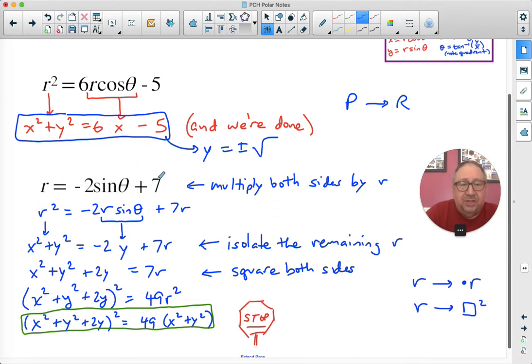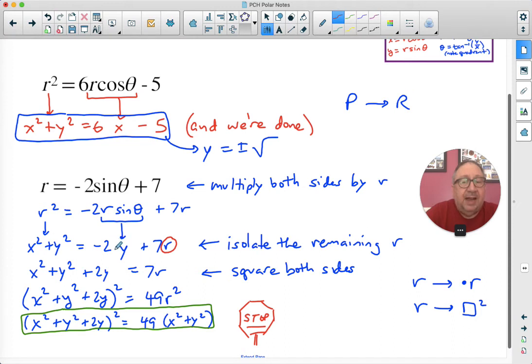So you really want to look at what's easier to work with. I don't know that I want to square this whole side. That's going to be complicated. So in this case, I multiplied both sides by r. r squared equals negative 2r sine theta plus 7r. The first two pieces now do convert directly: r squared, like we saw in the previous, and r sine theta is y. The problem is, we are now stuck with a new r that just appeared.